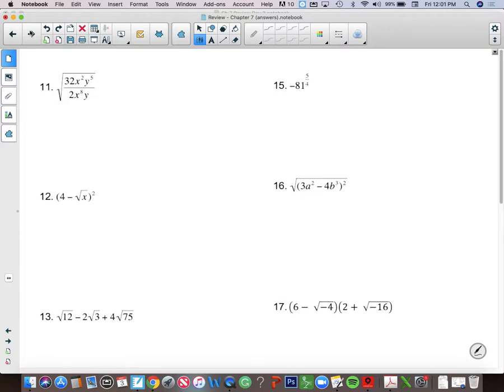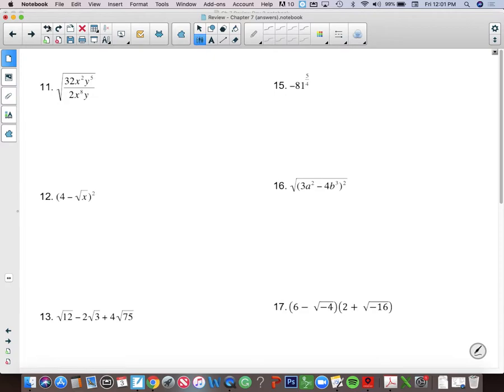On number 11, we have a square root. Remember, you could split it up right away and rationalize it. However, I would look and see if it divides first. Does it divide inside of the square root first? So 32 does have a 2 divide out of it.